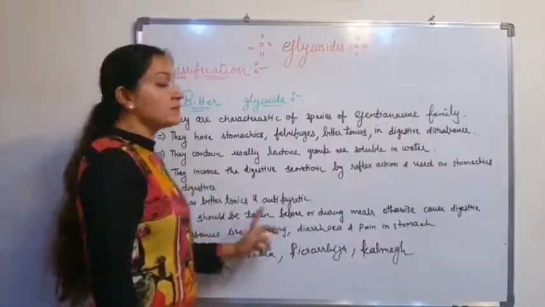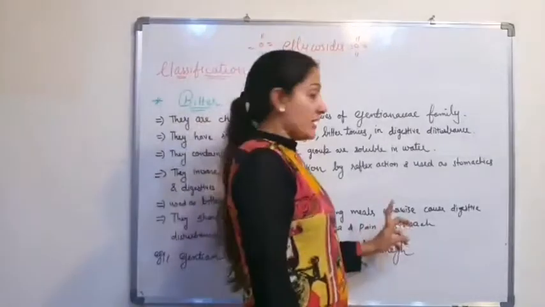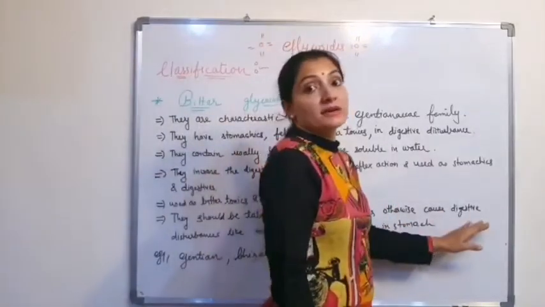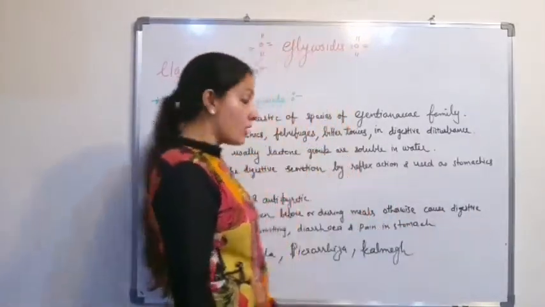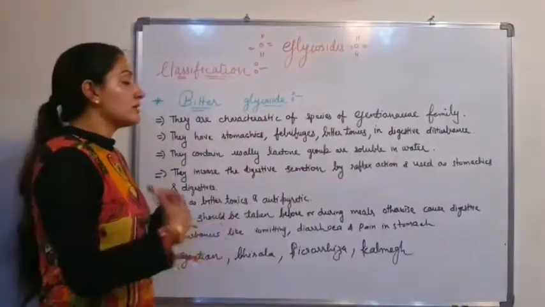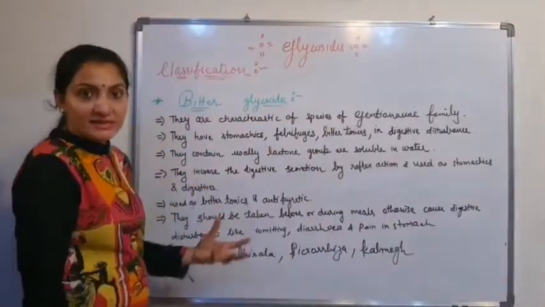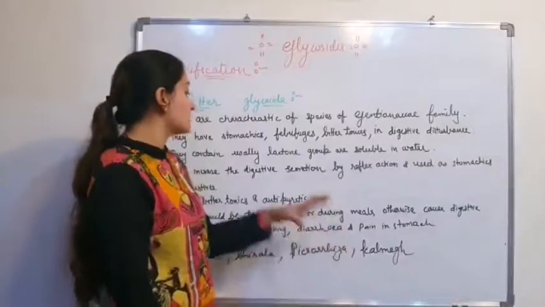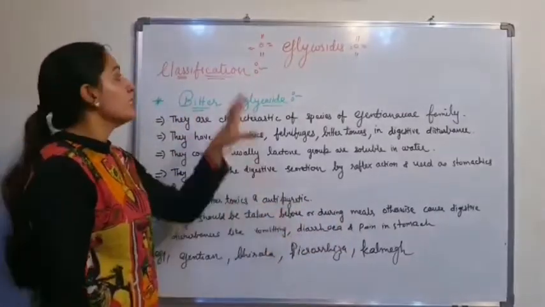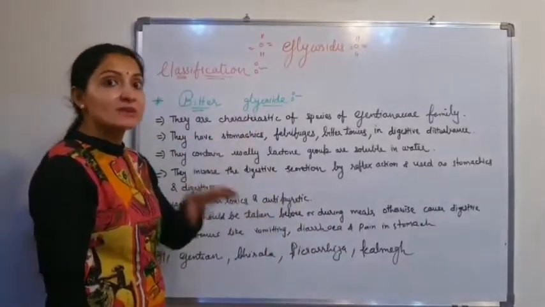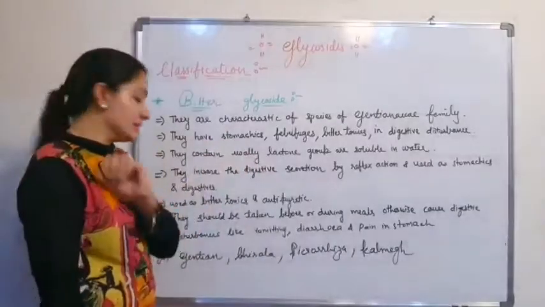They should be taken before and during the meal. Otherwise, their consumption may cause gastric or digestive disturbance like vomiting, diarrhea, and pain in the stomach. So this is the side effect of bitter glycosides, and they are taken before or during the meals.